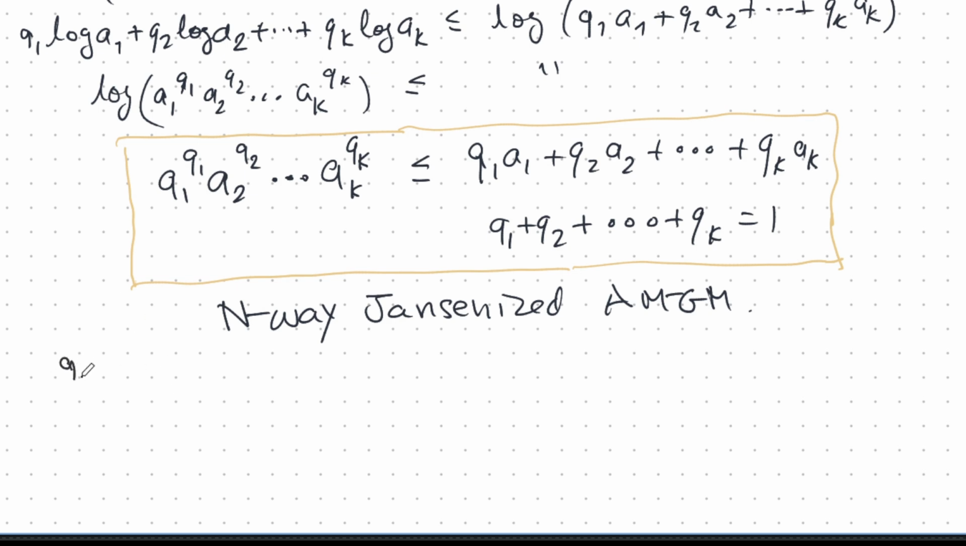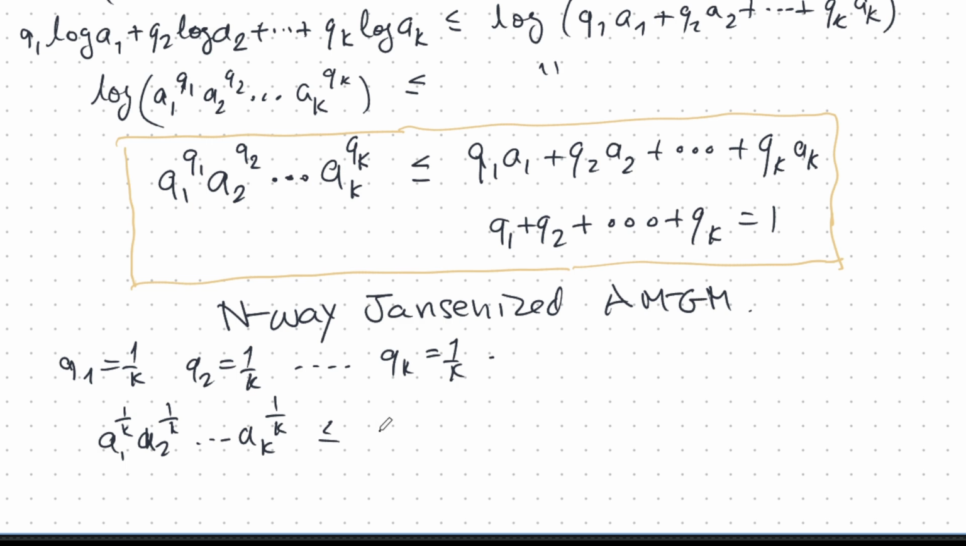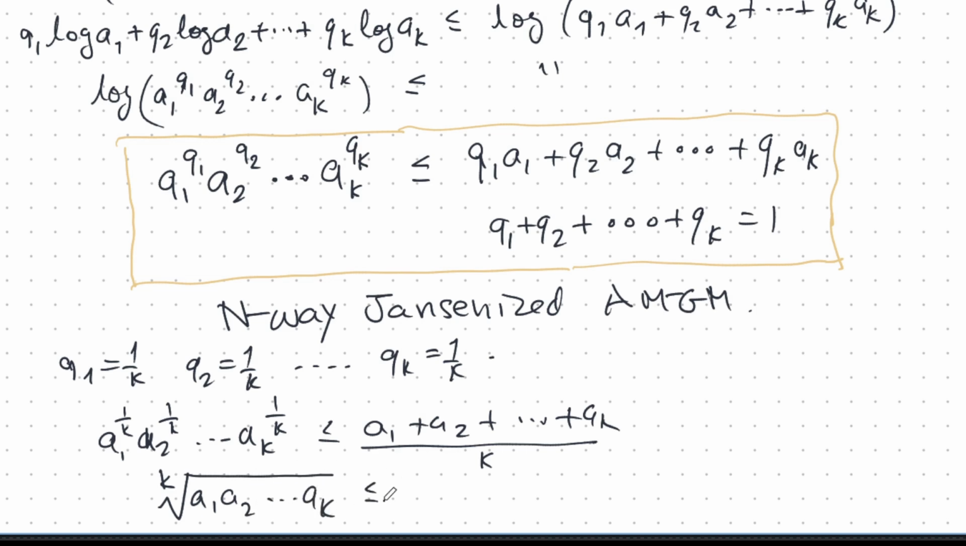And you say, okay, how can I get the usual N-way AM-GM from this? Well, let's do it. Q1 is 1 over K, Q2 is 1 over K, and so on, and QK is 1 over K. And if I do that, I get a1^(1/K), a2^(1/K), ak^(1/K) less than or equal to a1 plus a2 plus ... plus ak all over K. And this is just the kth root of a1 a2 up to ak, and this is the arithmetic mean. So this is AM-GM. This is N-way AM-GM.